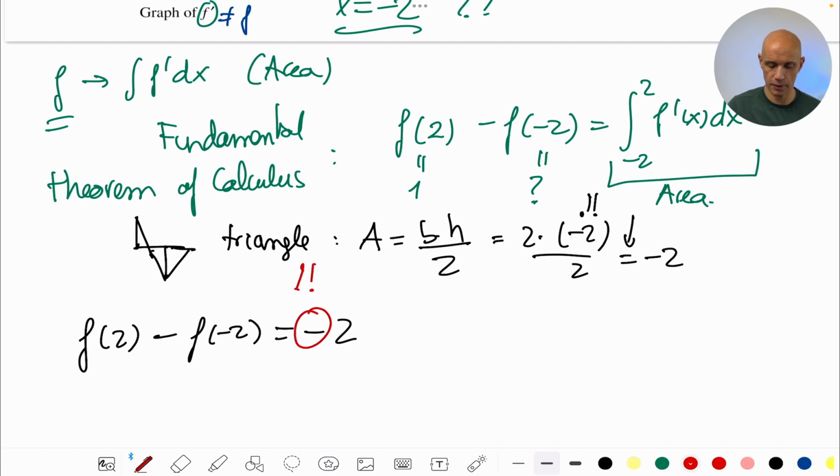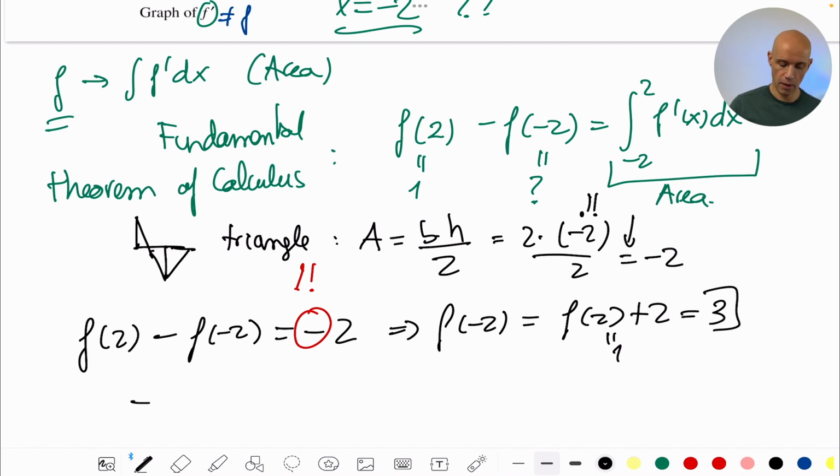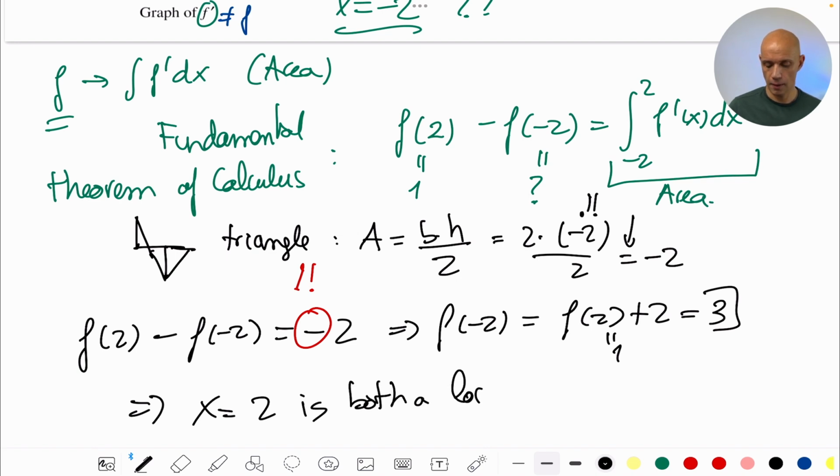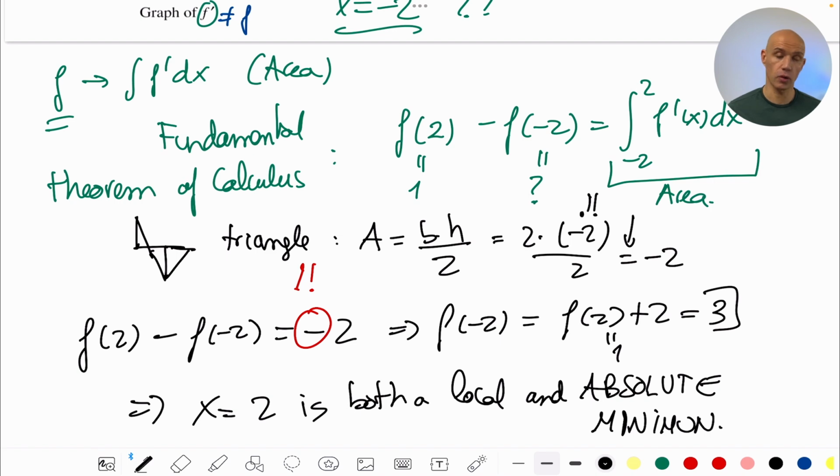Okay, super important. What you can now say is that the value of f of minus 2, as you can see, is going to be greater, because that's 2. So it cannot be a local minimum, but we know this is 1. So if you want to look cool, this is 3. So in other words, x equals 2 is both a local and, that's what matters, absolute minimum. And with that, you're going to get an absolute maximum of 5, which is great.